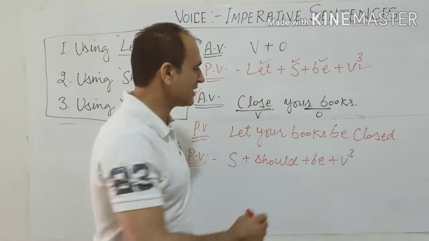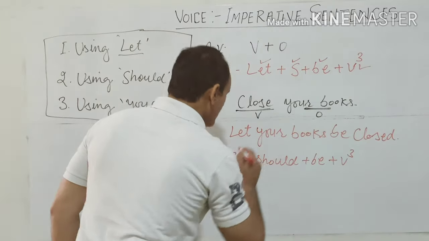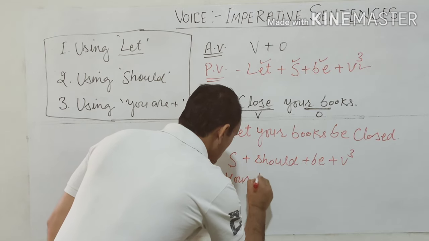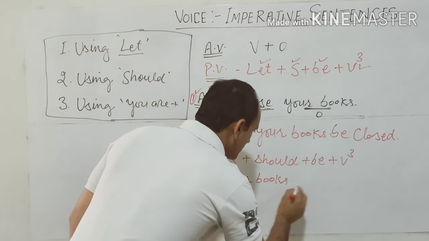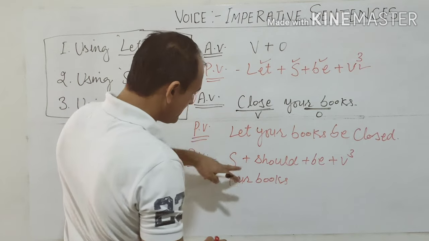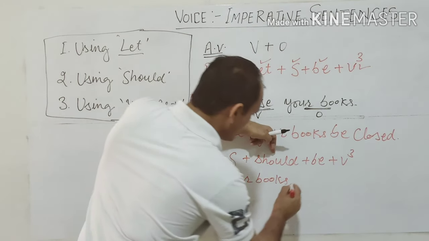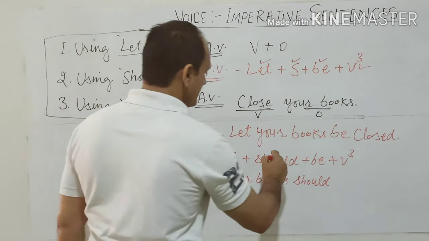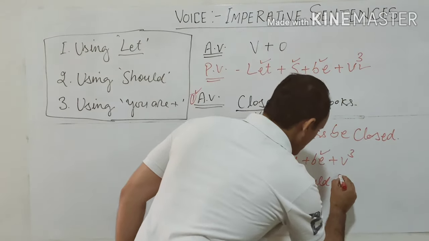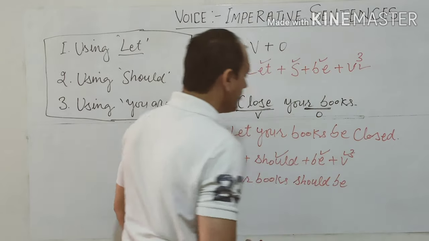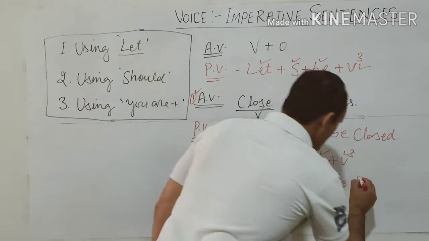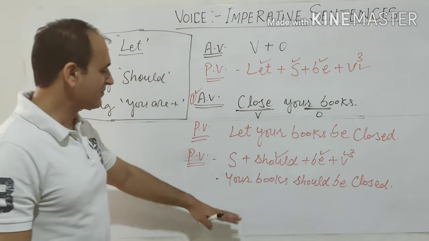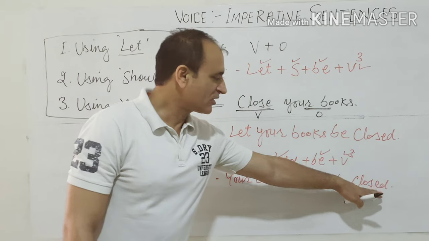And the passive of this sentence will become with the help of should. Close your books will become like subject is there. So object becomes our subject, and it will be your books. And then as per the structure, we'll be using should, then be. So should be and third form of the verb, and verb is close. So it becomes closed, and this is our passive voice. So your books should be closed.